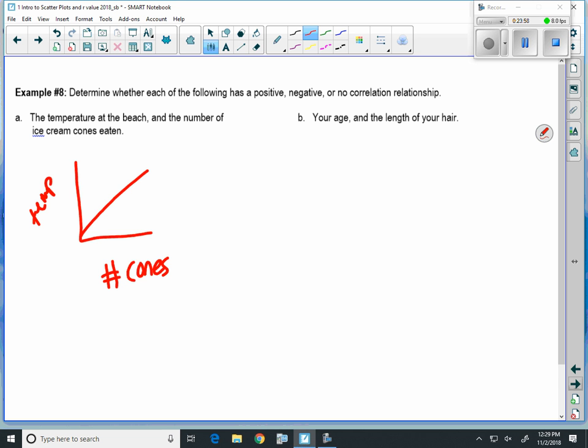Now, if I was going to put this, I would probably have done temp on the bottom, just because it came first. That's not always a good rule. But because it says the temperature affects the number of ice cream cones, that's why I say switch up to mine. But, okay, that's okay.